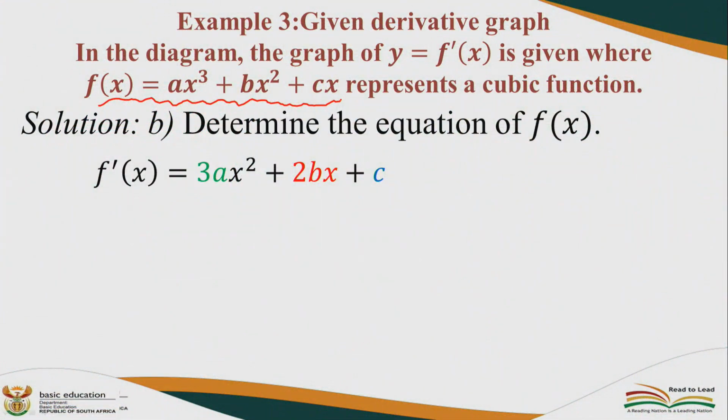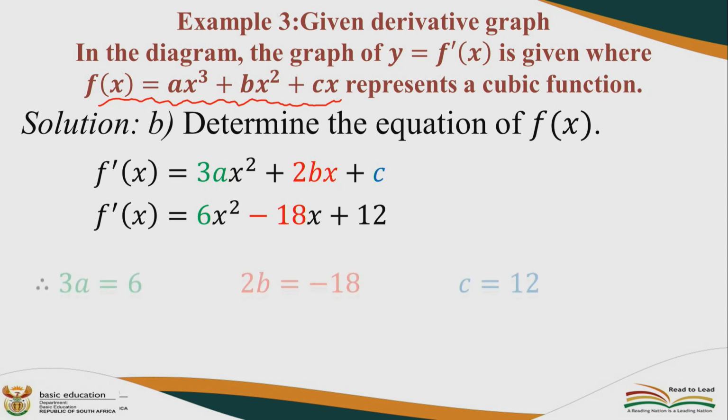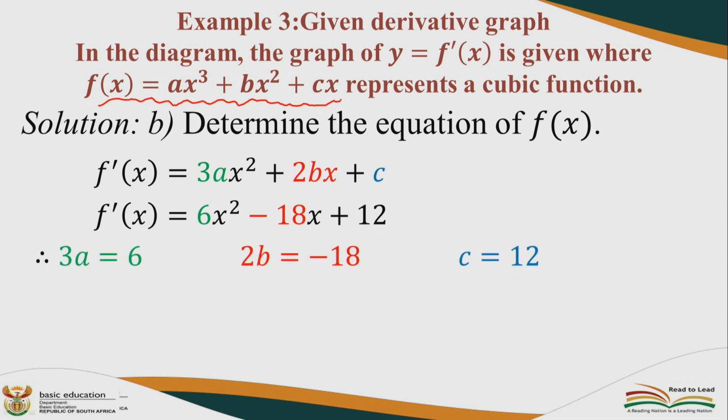So quickly, let's check. So first derivative, standard point. We got that in the previous question. And then let us equate the two. 3a is equal to 6. That's what you see there. All the red part is 2b equal to negative 18. And then c is always going to be 12.